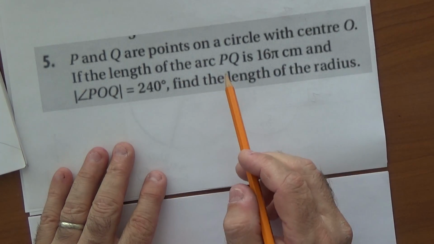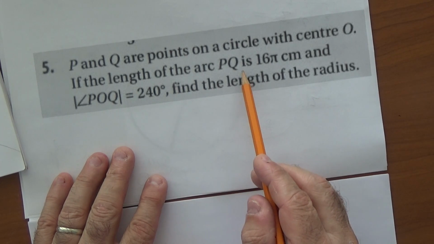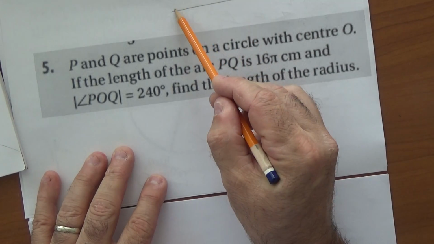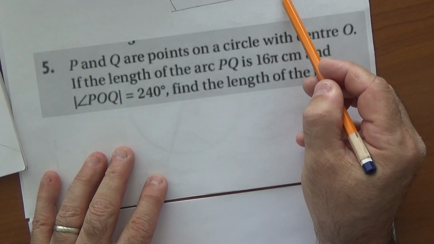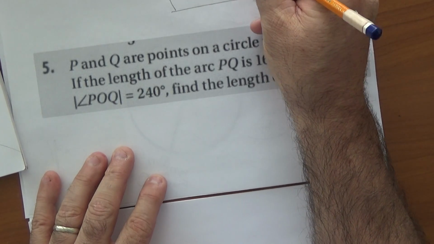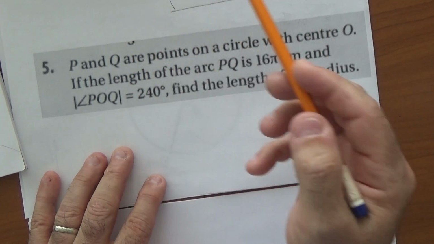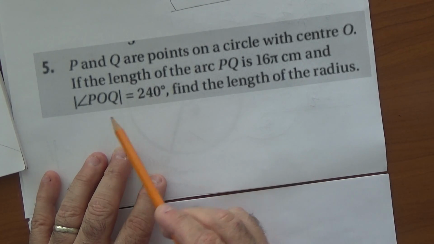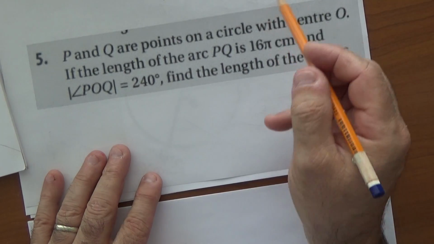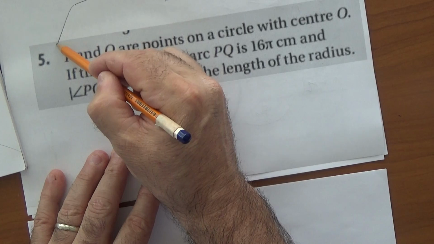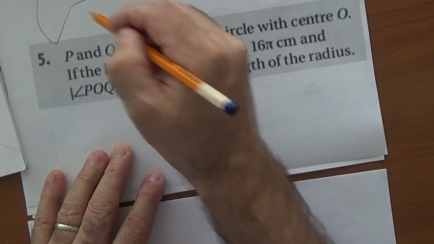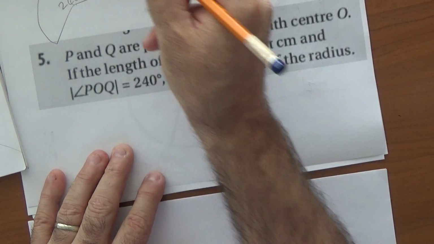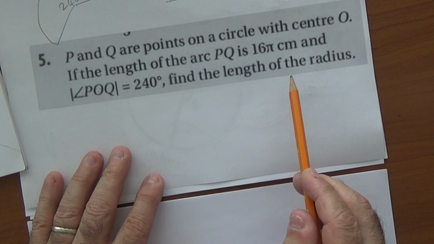Okay, so P and Q are points on a circle with center O. If the length of the arc is 16 pi, now we have no idea what the properties of this arc are yet, as in whether it's acute, obtuse, or reflex. But I have 16 pi there. And the angle is 240 degrees. Well, let's represent that somewhat realistically then. We're talking about a major sector with 240 degrees here. And the length of the arc is 16 pi. So find the radius.